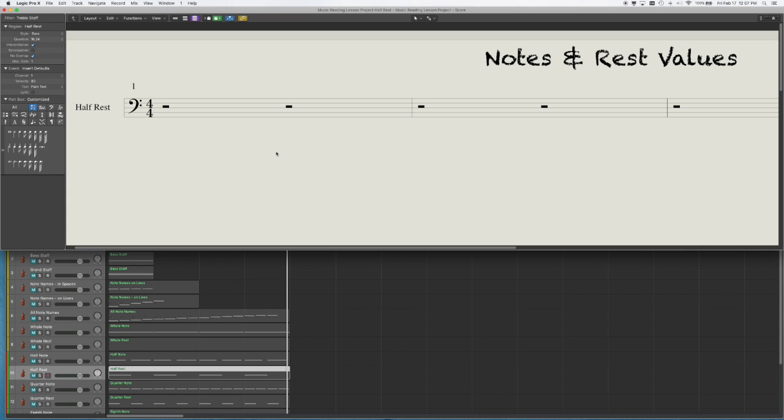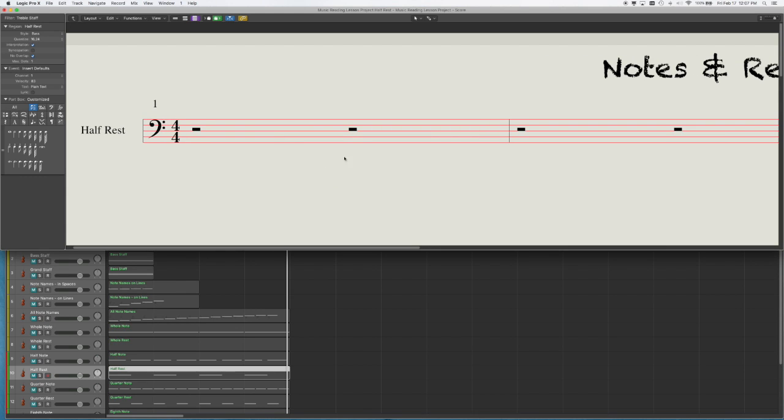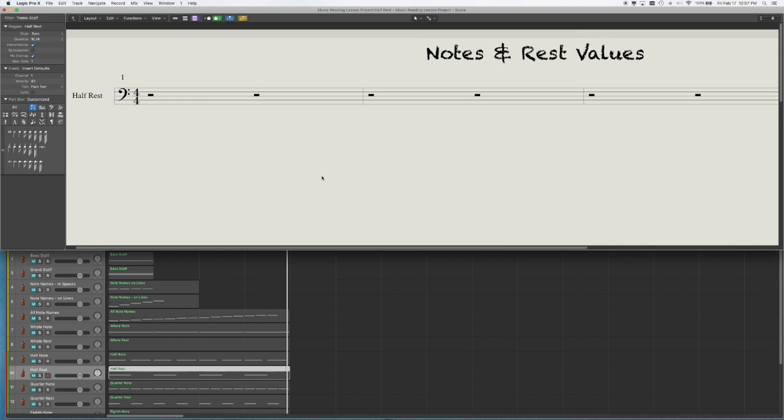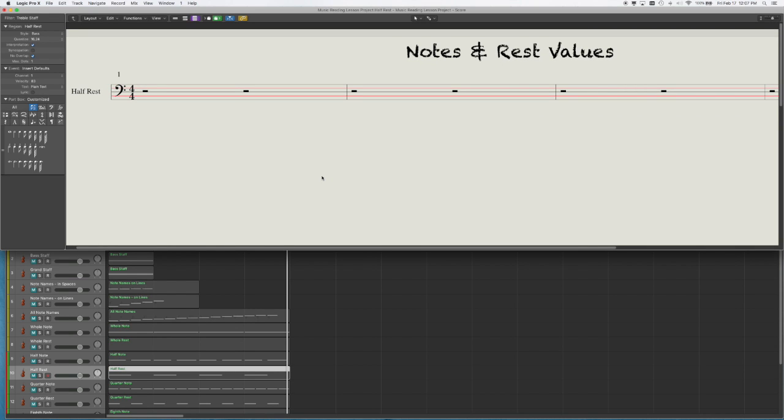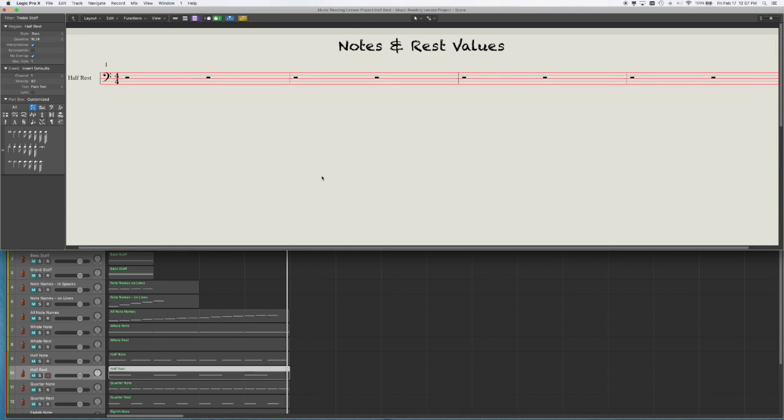And the way I remembered the half rest was somebody told me, think of it as a hat. It looks like a little hat sitting on the shelf. And both hat and half begin with H. They kind of sound the same. So there you go, a half rest.